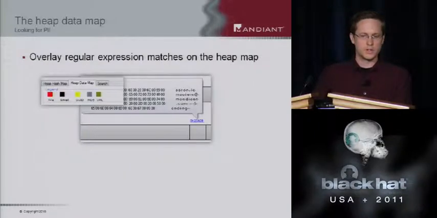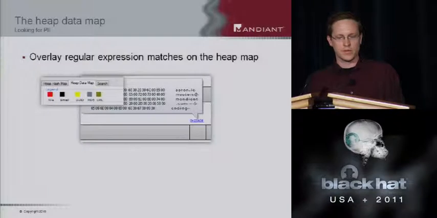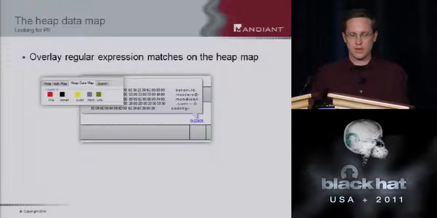The second feature of the tool is the heap data map. This is looking for personally identifiable information. So you can define your own regular expressions. The tool comes with a number of regular expressions like social security number, email, GUIDs, MD5s, things like that. Basically it applies the regular expression across all the strings in the heap.